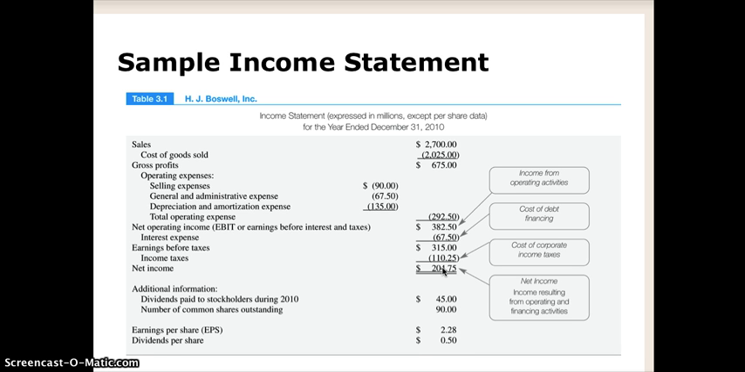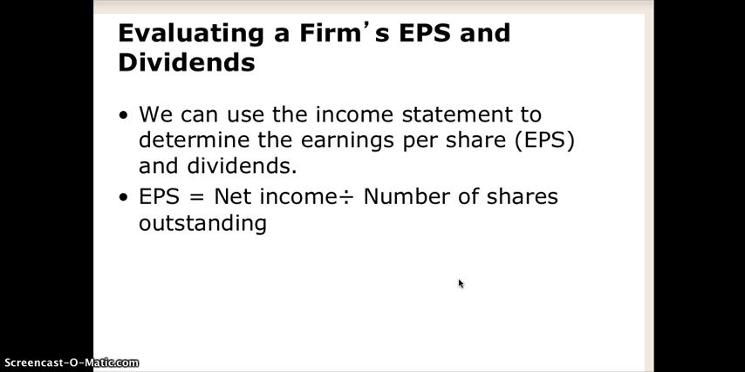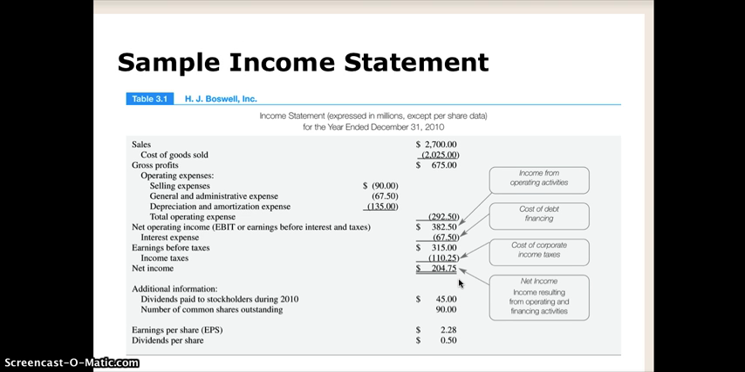The last thing here is earnings per share. And earnings per share, you simply would take the net income, you'll see this on the next slide, and you divide it by the number of shares outstanding. So earnings per share will equal net income divided by the number of shares outstanding. So that's it for the income statement. We'll pick up with the balance sheet in the next video.